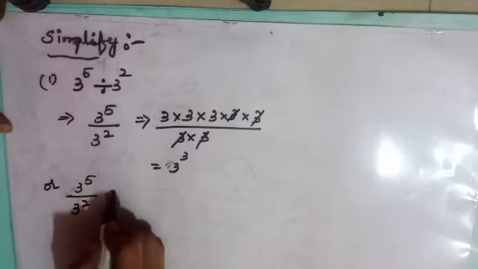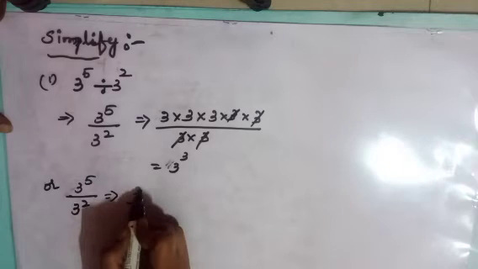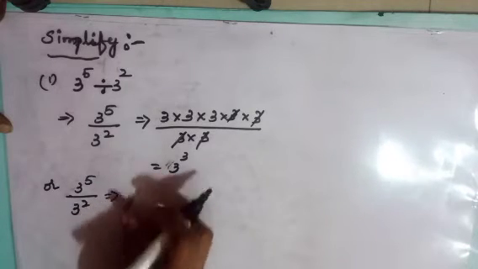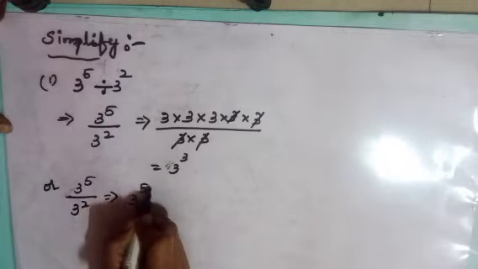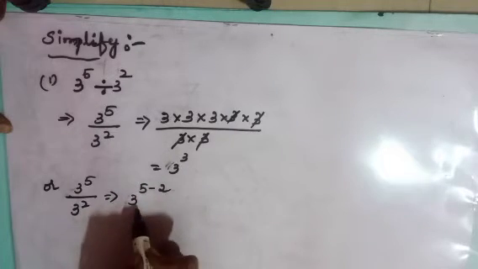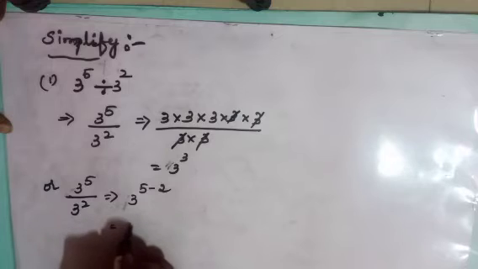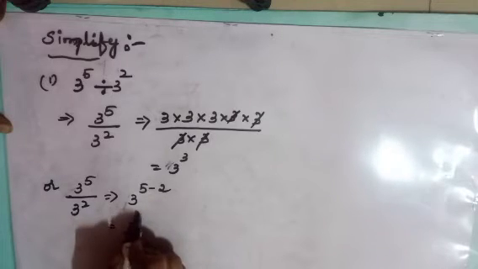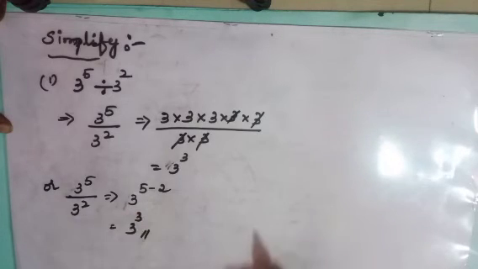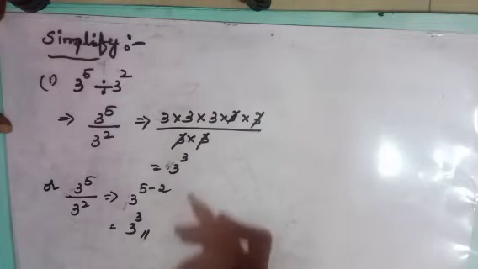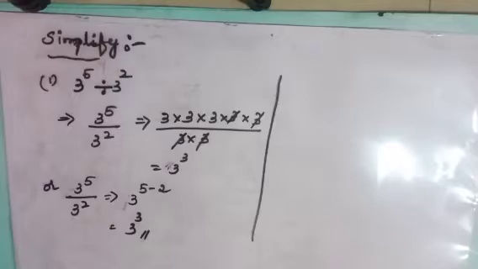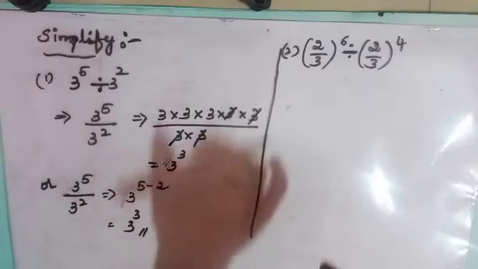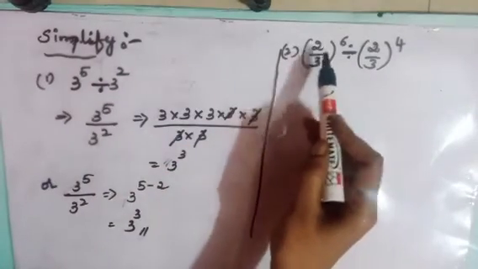That is 3 to the power of 5 minus 2. 3 to the power of 5 minus 2 equals 3 to the power of 3. In this way also we can solve. Okay. Next, let us solve one more problem. Next, let us solve the next one.